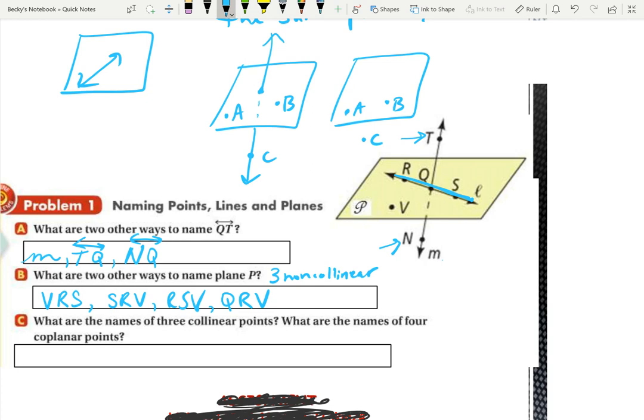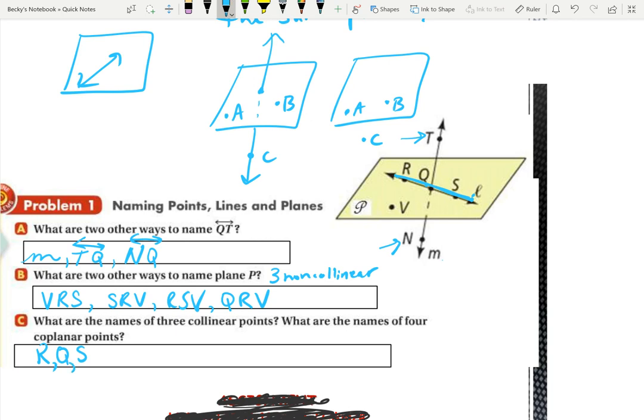What are other ways? What are the names of the 3 collinear points? Okay, so we just talked about it. It's highlighted. The 3 collinear points are R, Q, and S. Now, remember, these are 3 separate things, so put commas in between them.